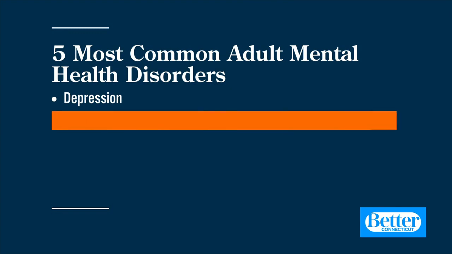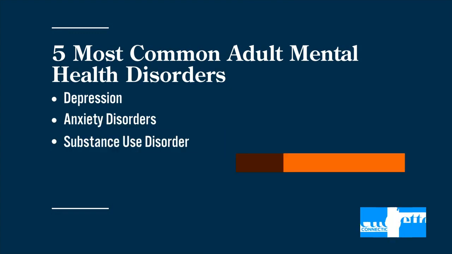So here you're talking about the most common mental health disorders among adults. I don't know if they're also the same for kids, but tell us a little bit. So the top 5 most common adult mental health disorders are depression, anxiety, substance use, bipolar, and PTSD, or post-traumatic stress disorder.